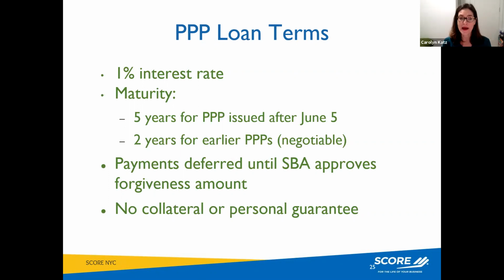You will have no payment due until the SBA approves the forgiveness amount. I know that that sentence makes no sense. We're going to explain that a little bit later. But what it means is you will not ever owe money on amounts that end up being forgiven. And there's no collateral or personal guarantee. This is something that people tend to brush past, but it's really important because it gives you more flexibility on this loan.